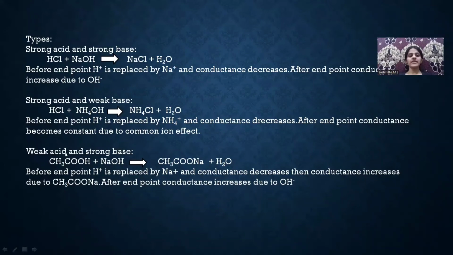Third one is weak acid and strong base. When acetic acid and sodium hydroxide react, sodium acetate and water are formed. Before the endpoint, H+ is replaced by Na+ and conductance decreases. Then conductance increases due to sodium acetate. After the endpoint, conductance increases due to OH-.